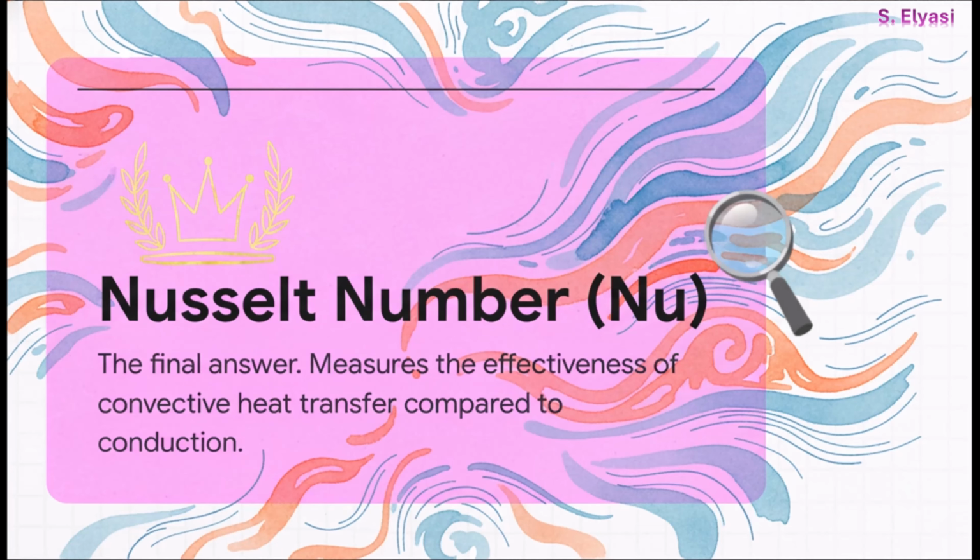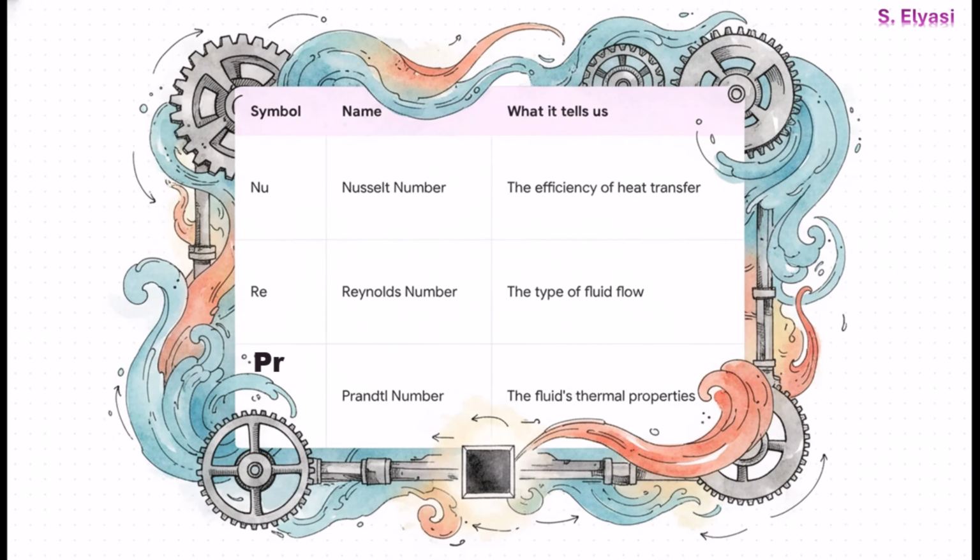So a high Nusselt number means you're doing an amazing job moving that heat around. So let's just put that all together. We use the Reynolds number to figure out the flow. We use the Prandtl number to understand the fluid's properties. And then we use both of those numbers to solve for the Nusselt number, which tells us how good we are at transferring heat.